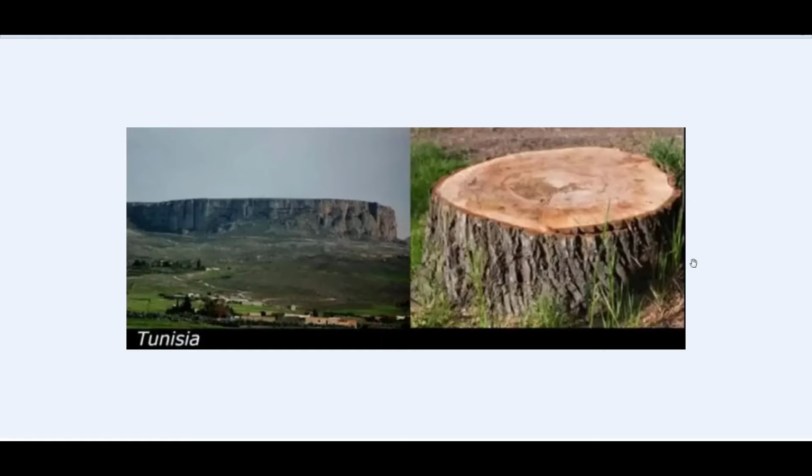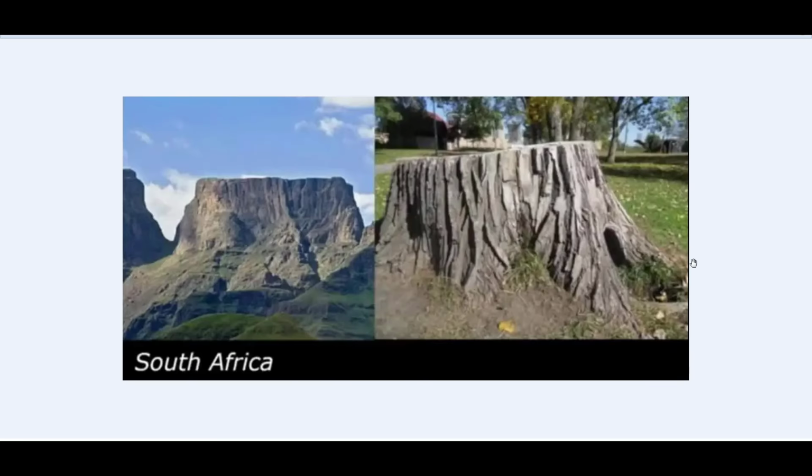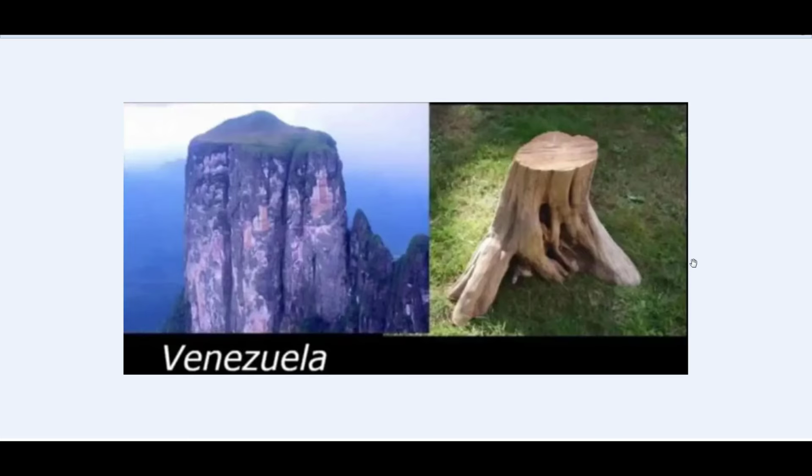Tunisia. The photo is there for comparison purposes between a tree stump and the mountain. South Africa. You don't even have to analyze it too much. You just see it, and something clicks inside your brain. Venezuela clicks in your brain and you say, "Oh my gosh, OMG, oh my God," right? How Americans say it, and people say.